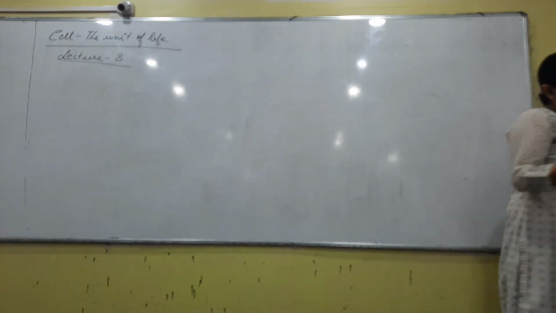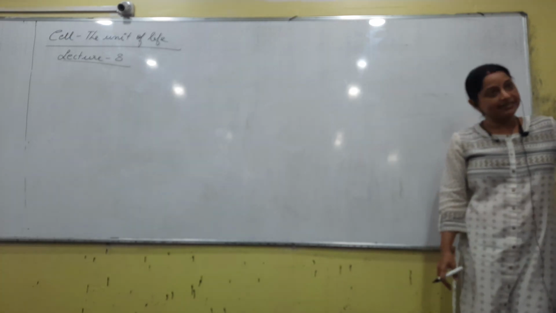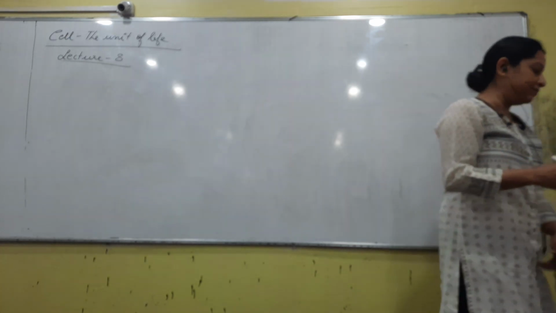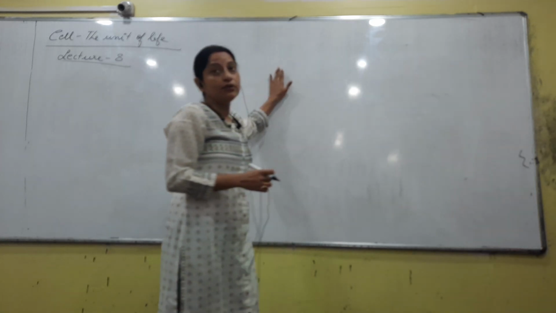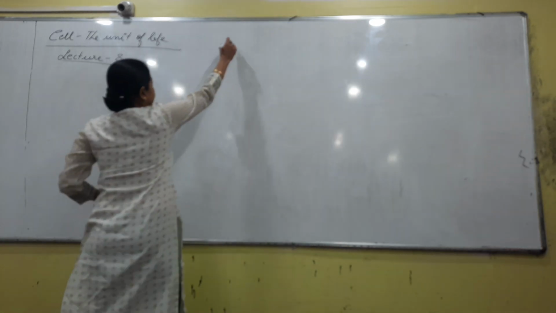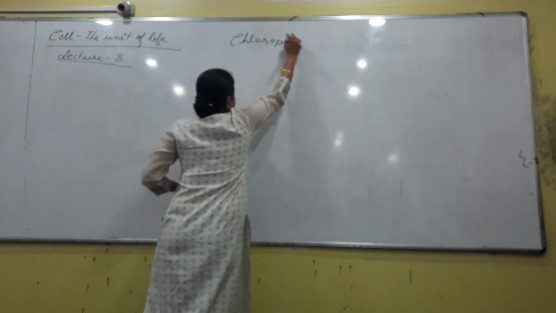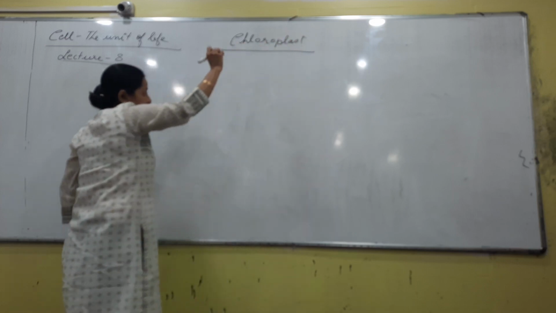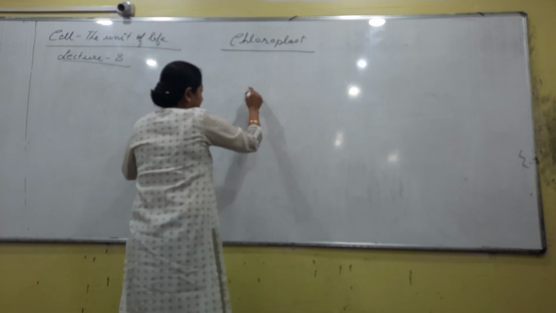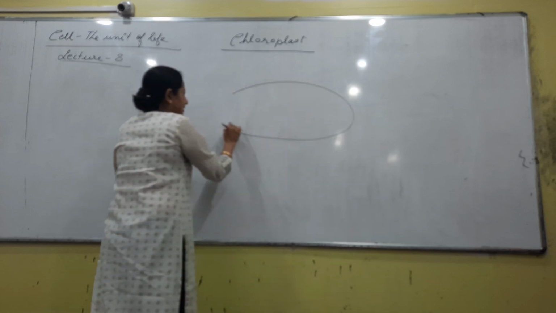So today what we will do is we will discuss chloroplast in detail, since we have talked about it before also. So write chloroplast as a heading and draw the diagram first. What is chloroplast? The green color plastid is called a chloroplast. Draw a rough diagram.